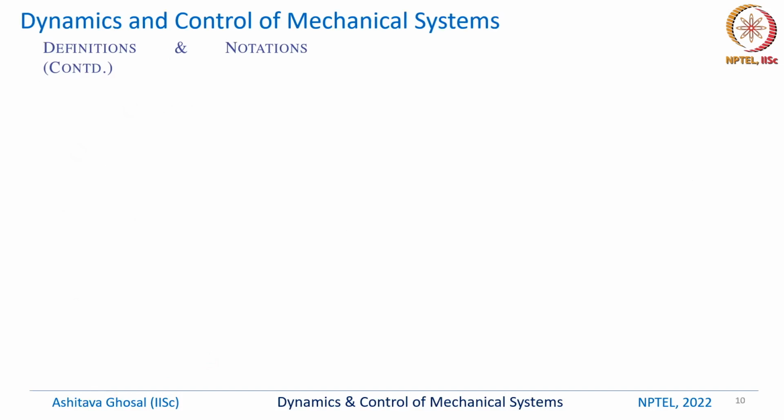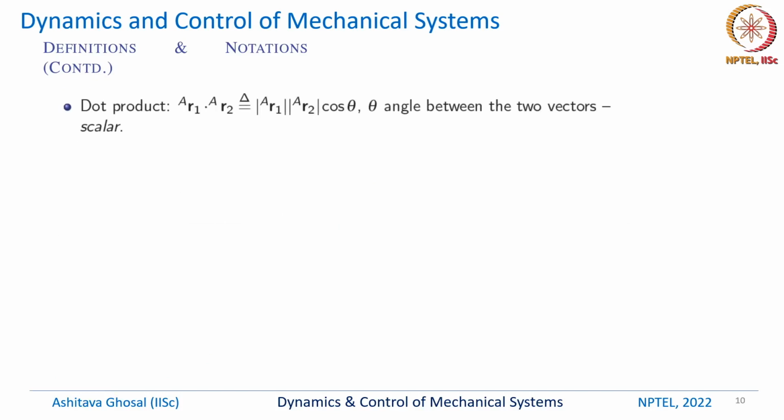So let us continue with definitions and notations used in this course. The dot product of two vectors AR1 and AR2 is defined as the magnitude of AR1, magnitude of AR2 into cos theta, where theta is the angle between the two vectors. The dot product of two vectors is always a scalar. The other important thing in dot product, or for that matter in any vector operation between two or more vectors, is that all the vectors must be in the same coordinate system. So it should be A here and A here. It doesn't make any sense to do AR1 dot BR2.